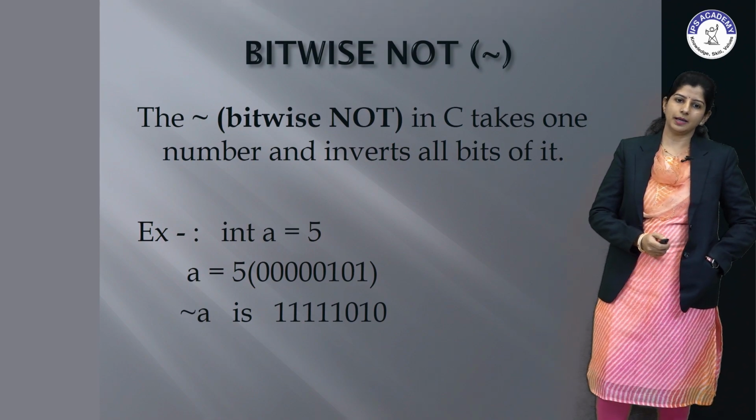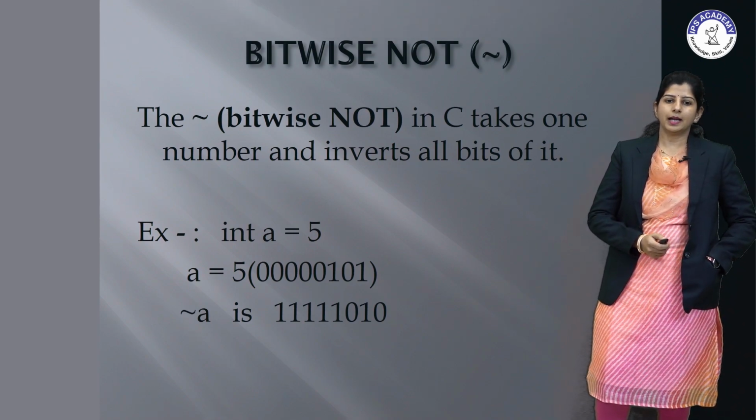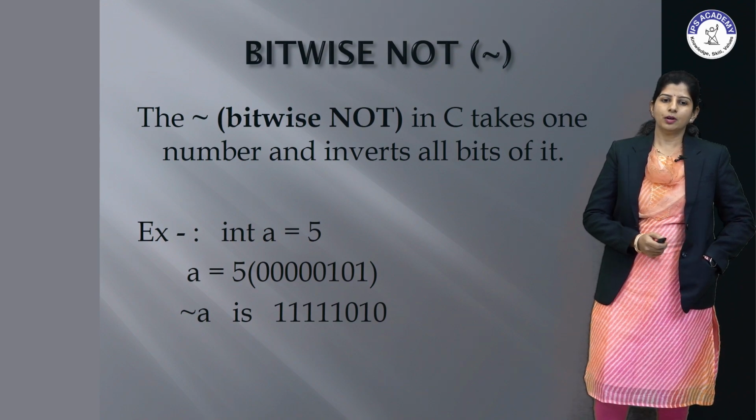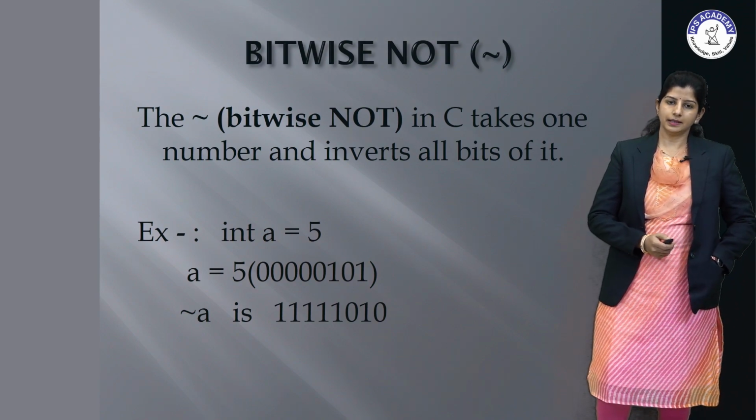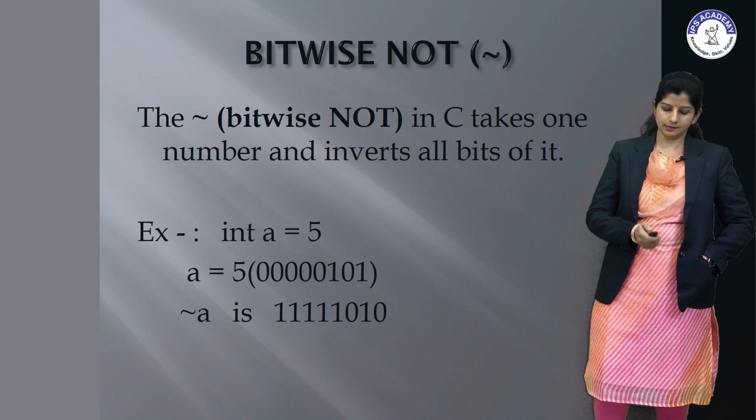For the value 0 I am getting 1, and for the value 1 I am getting 0. In this form, all the bits get reversed by using the bitwise NOT operator.